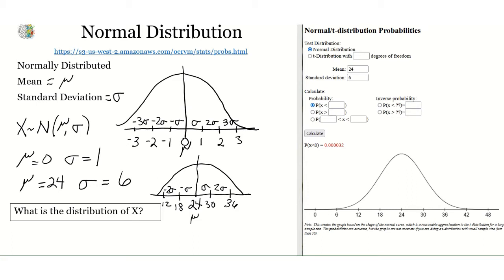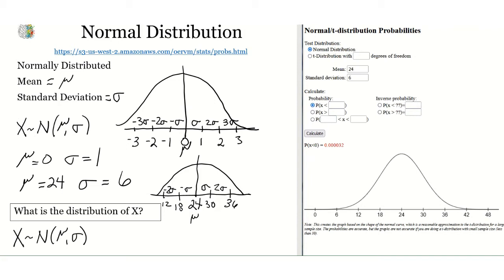If they ask us the question, what is the distribution of X? All they're asking is, what does my graph look like? How is my data spread out, or how am I going to organize my data to show how it's distributed? We know that the formula for the distribution of X is the random variable X tilde N, for normal, the mean, and the standard deviation, because the spread of the data is dependent on the mean and the standard deviation.